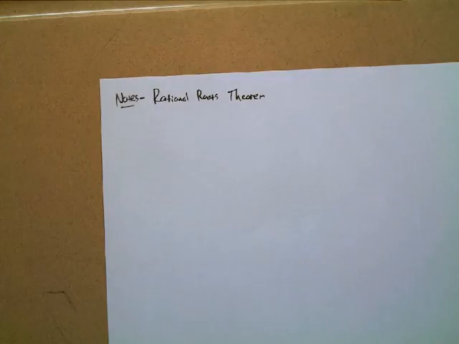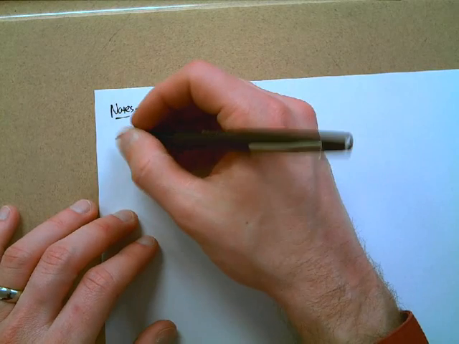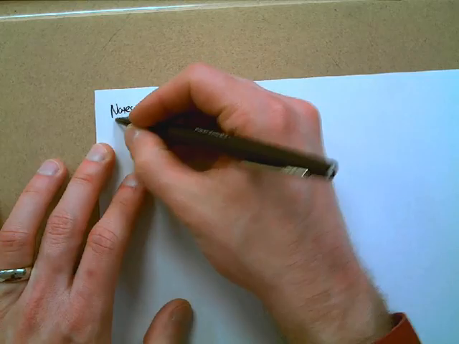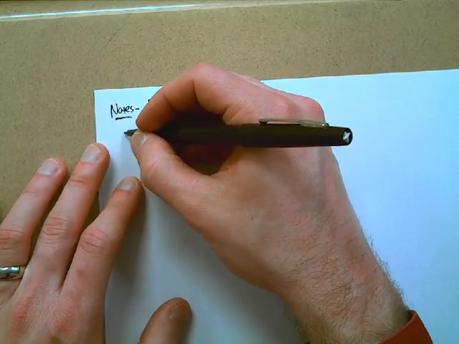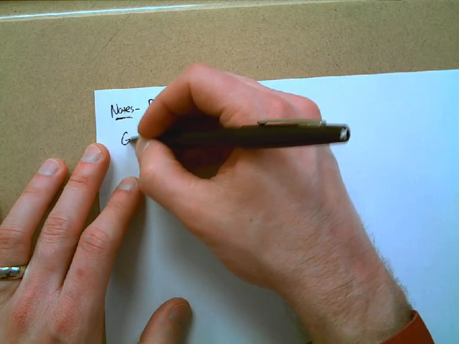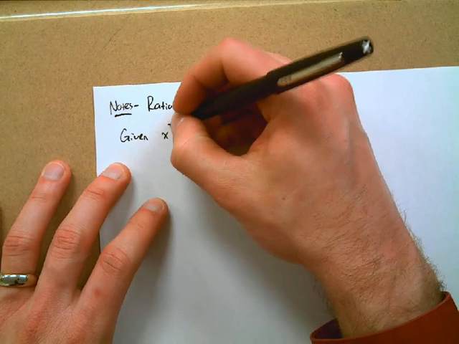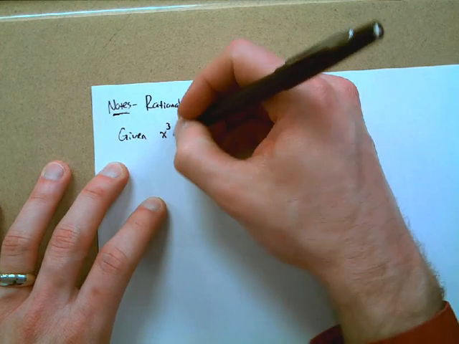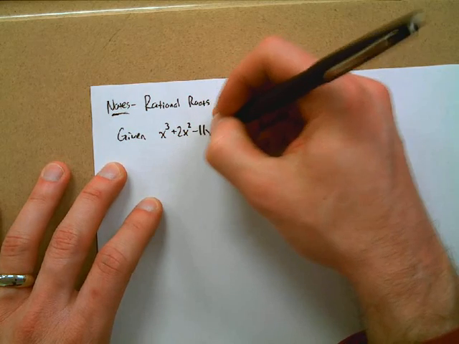Let me just go ahead and introduce this theorem first, and then we'll show you how we're going to use it. Okay? Let's say we've got the polynomial x cubed plus 2x squared minus 11x plus 12.